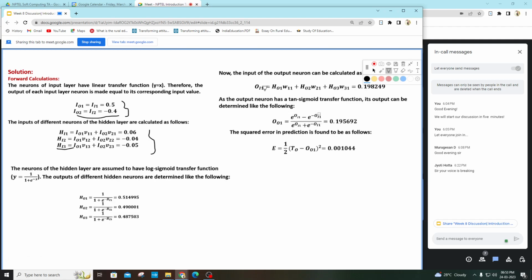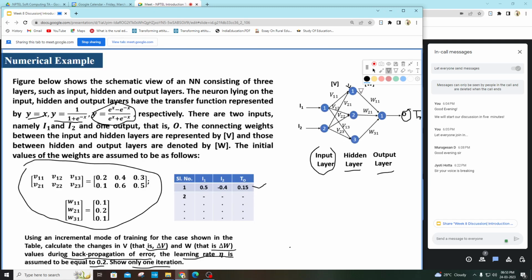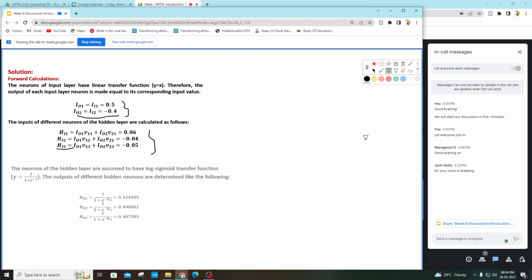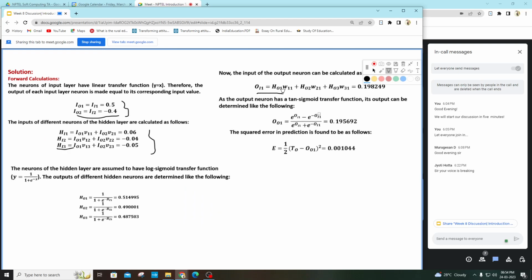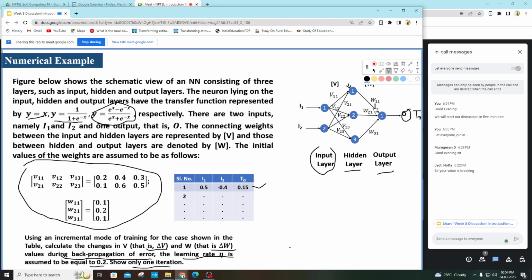Okay. Now how will the output be calculated? You have HO1 here, HO2 here, and HO3 here. Now the output will be HO1 into W11, HO2 into W21, HO3 into W31, and by this you will finally reach the output, or OI1, right? Till now we have reached the input end of the output. There are two ends of the output. This is the input end. Now finally we have to reach the output end of the output.